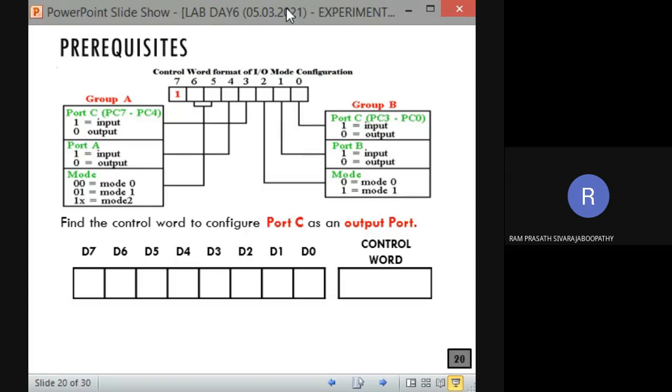MSB bit என்ன வரணும்? What must be the MSB bit value? 1. Very good. Okay. Which 2 bits we are going to use for configuring port C? எந்த ரெண்டு பிட்டை யூஸ் பண்ண போறோம்? கண்ட்ரோல் வேர்ட் ஃபார்மட்ல எந்த ரெண்டு பிட்டை நம்ம யூஸ் பண்ண போறோம் போர்ட் C கான்ஃபிகர் பண்றதுக்கு?